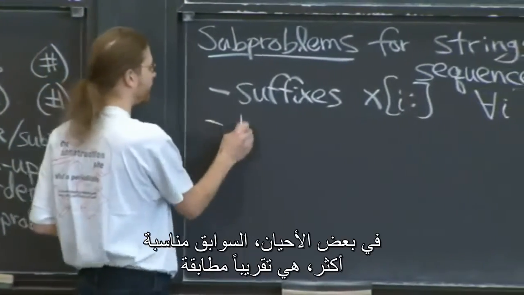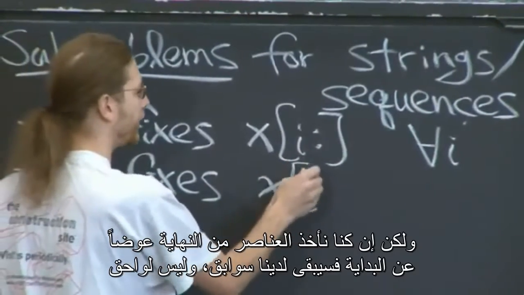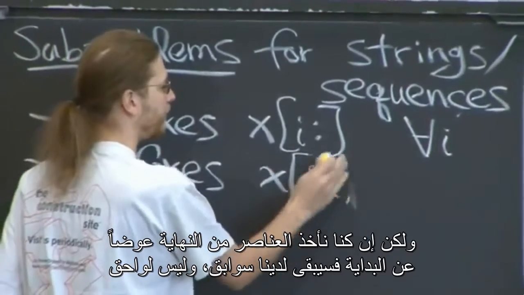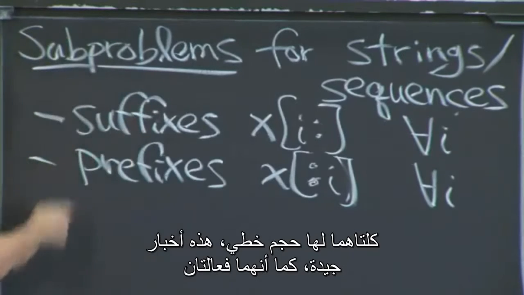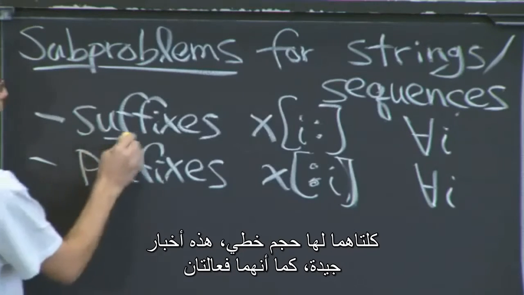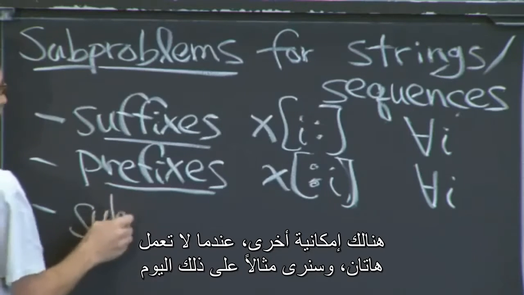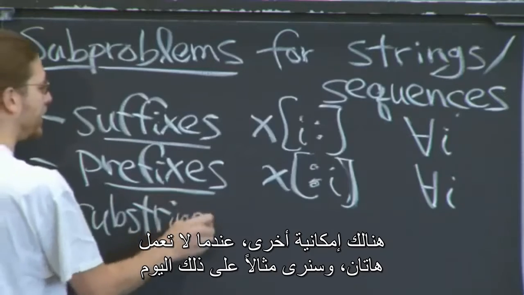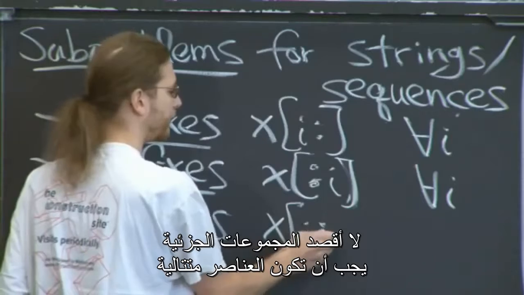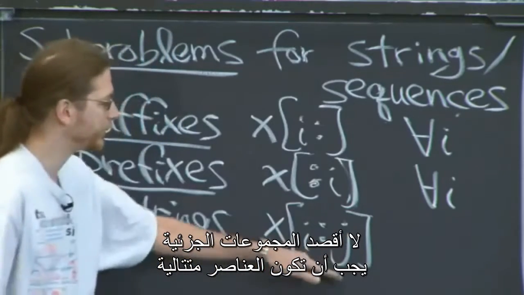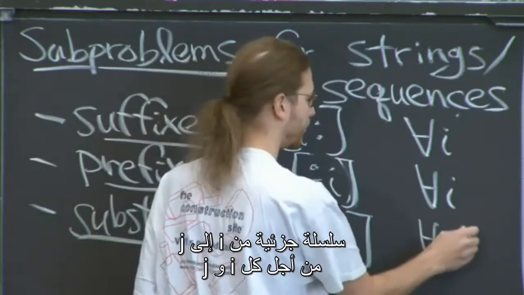Sometimes it doesn't work. Sometimes prefixes are more convenient. These are usually pretty much identical. But if you're plucking off from the end instead of the beginning, you'll end up with prefixes, not suffixes. Both of these have linear size, so they're good news. Quite efficient. Another possibility when that doesn't work, we're going to see an example of that today, is you do all substrings. So I don't mean subsequences. They have to be consecutive substrings, i through j. And now for all i and j.